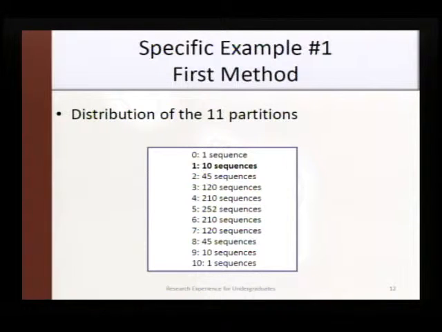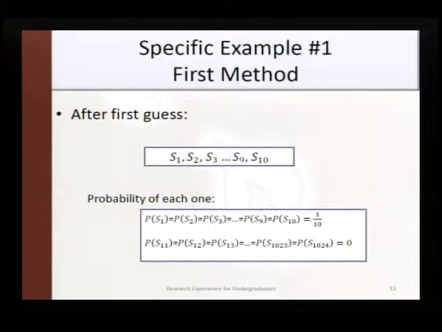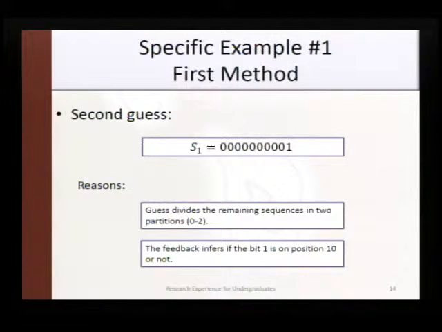This is the partitions that I'll get. If my feedback is 0, I'll just have one sequence, so I'll get the answer in one step. This is the distribution of all the 11 partitions, but in this specific example, I'll get 1 as feedback, so I'll have 10 sequences. After my first guess, I'll have 10 sequences with a probability of 1/10. And for my second guess, I'll put a 1 in the last position.